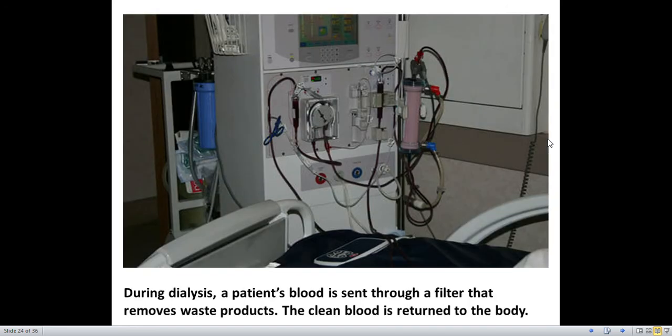Now this is the dialysis machine which is used for dialysis. During dialysis, a patient's blood is sent through a filter that removes waste products. The clean blood is returned to the body.